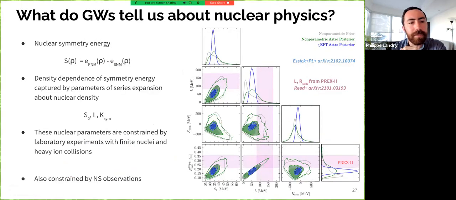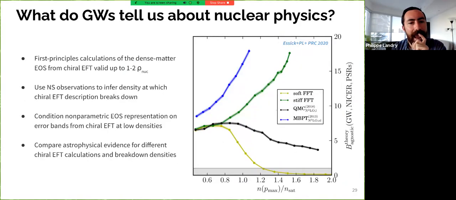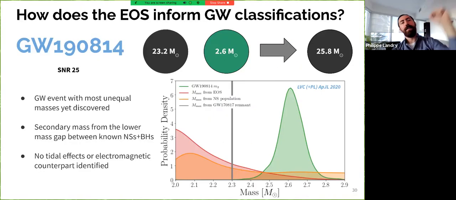I won't mention constraints on nuclear physics, but you can map the astrophysical quantities back to nuclear parameters, or indeed quantities that you measure in the lab, like the neutron skin thickness. Let's see. So one interesting thing you can do with equation of state information is use that to classify gravitational wave events you observe in future.